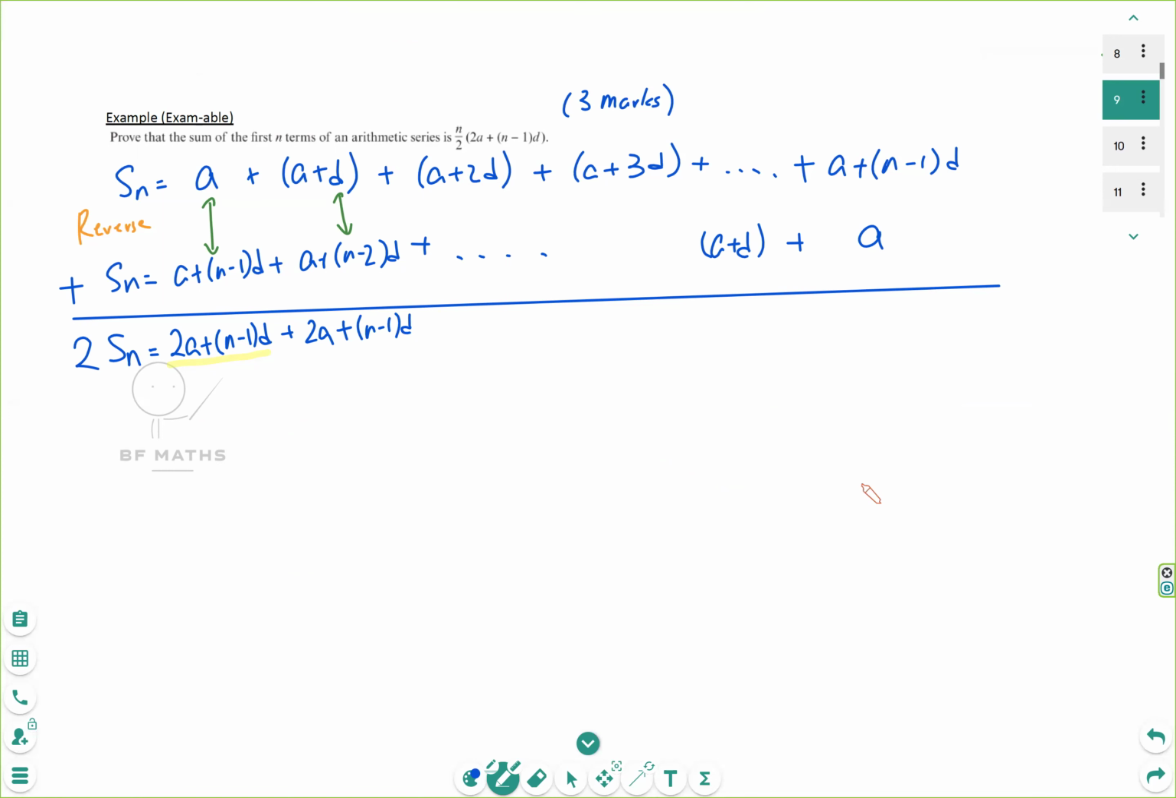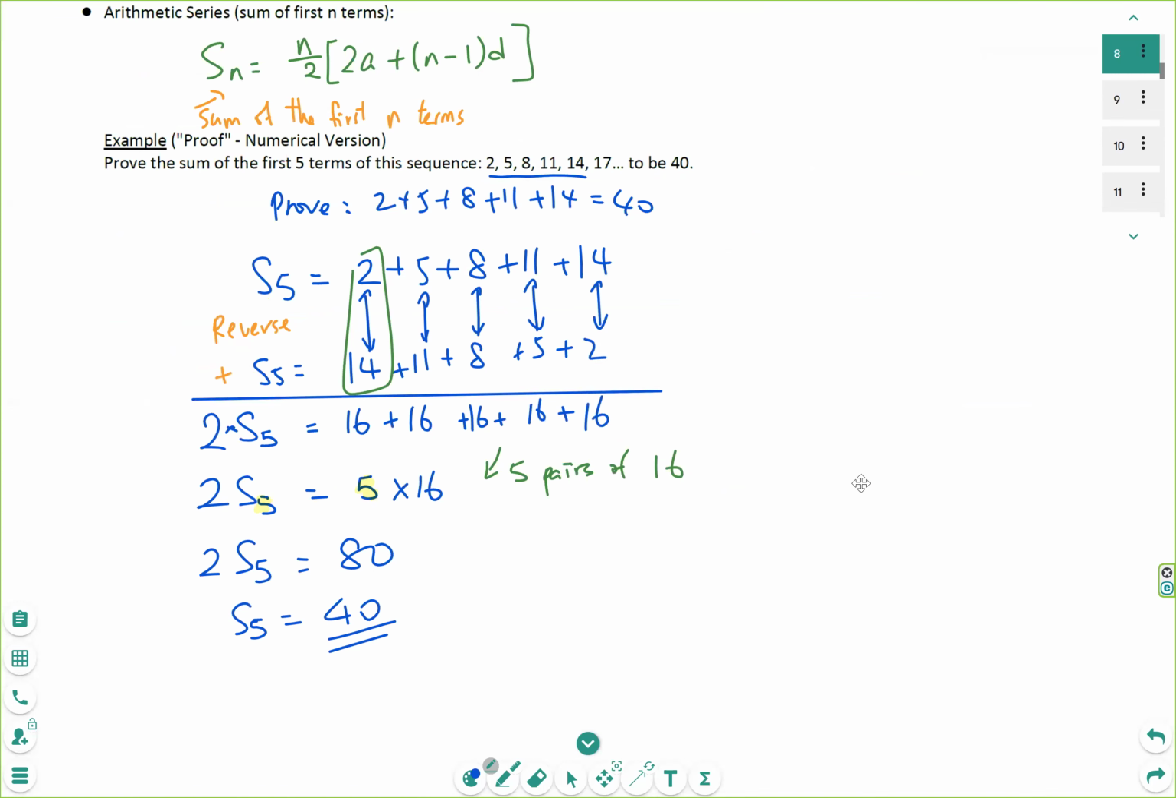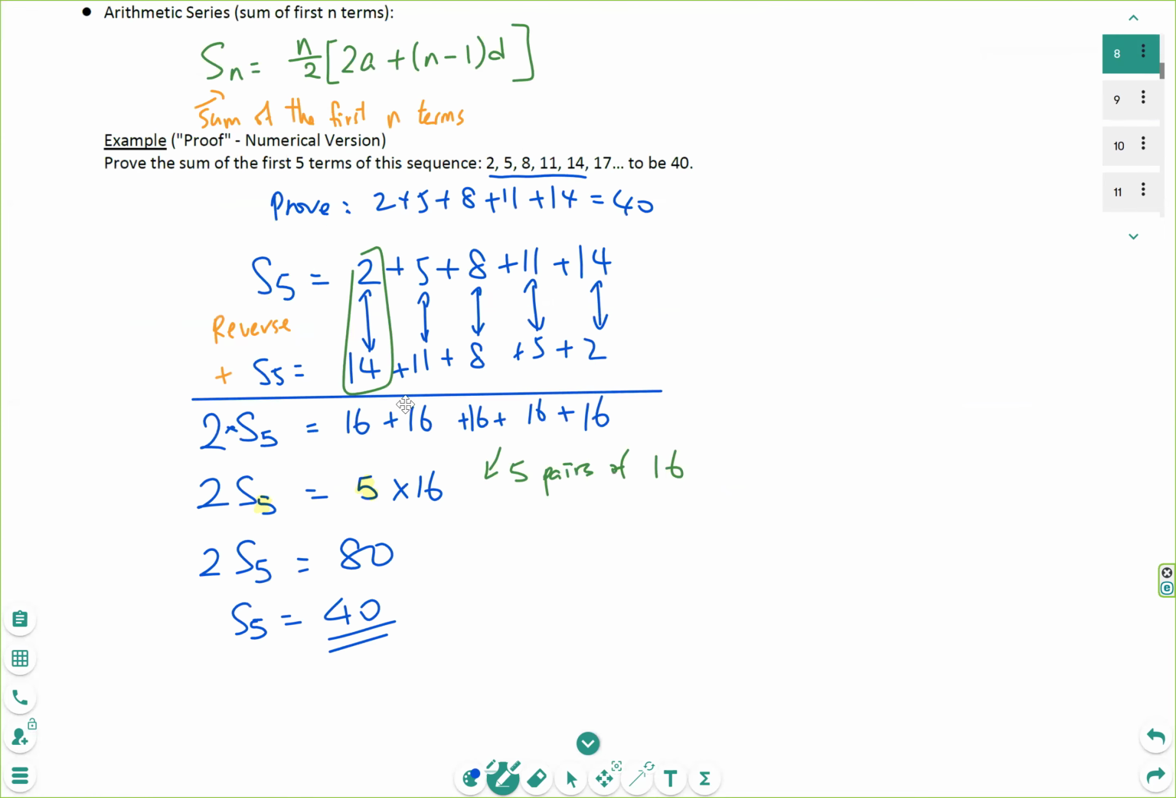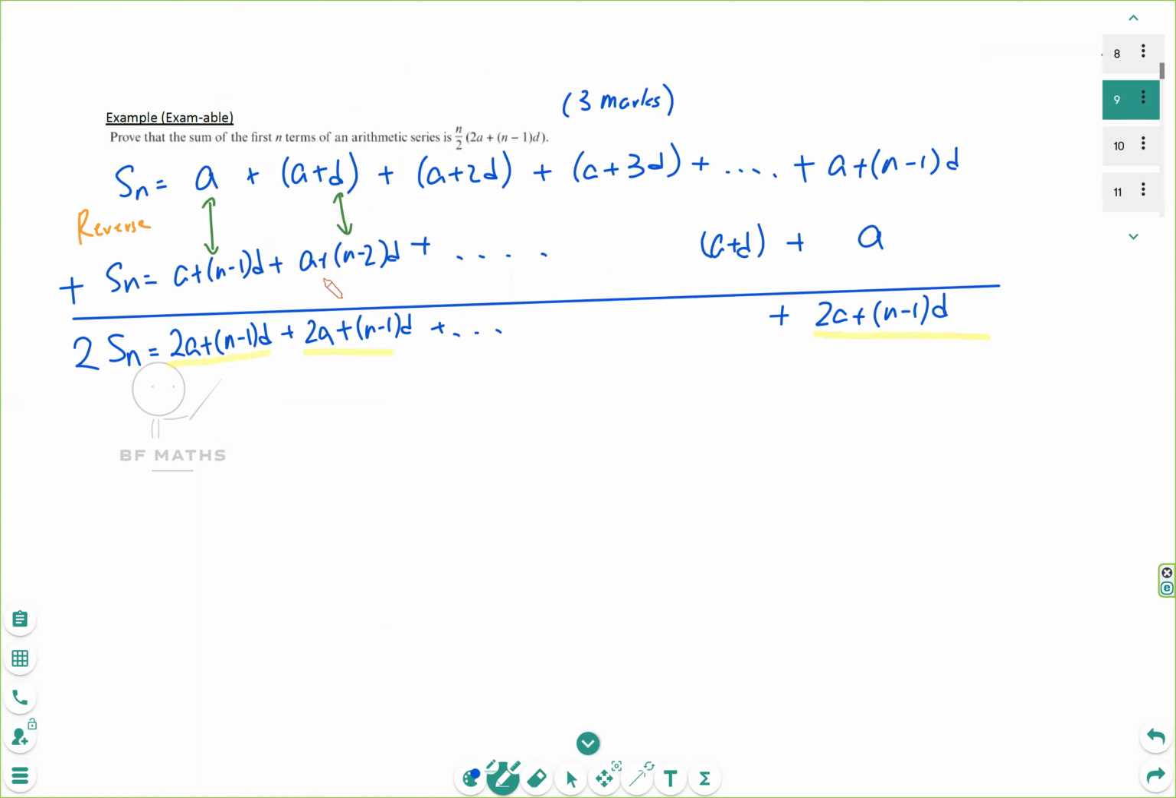So you realize all of them should equal the same thing, like our previous one should equal 16. And you will imagine that gives you the same lots, and all the way to this one, it'll be 2a plus n minus 1 times d. So then we need to think about how many pairs of 2a plus n minus 1d we have. Last time we counted there are 5 pairs. Now, 5 is not a coincidence. 5 because we've got 5 terms. If there are n terms in here, there'll be n pairs of 2a plus n minus 1d. So 2Sn equals n times 2a plus n minus 1d.